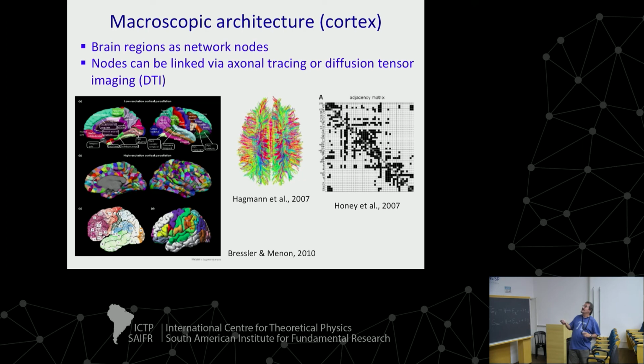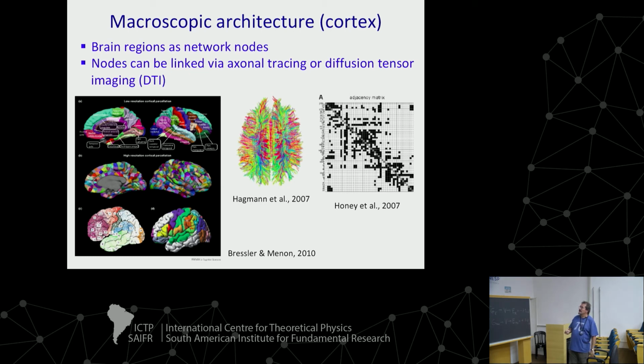So these are 2 techniques. Tracing is the traditional technique. You inject a dye or a virus in the tissue, and then you see how it propagates, either from an injection point to the synapses that the cell makes, or from the synapses backwards to the cell. So there are anterograde and retrograde tracing, and they allow us to see how far a connection from a given cell reaches. Or you can also measure the diffusion of water along the axons that comprise the brain.